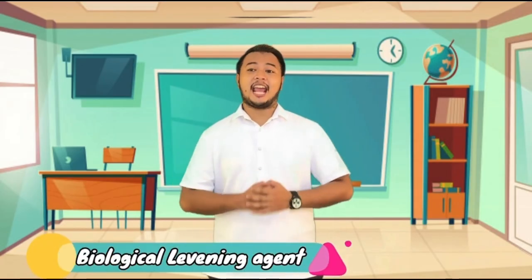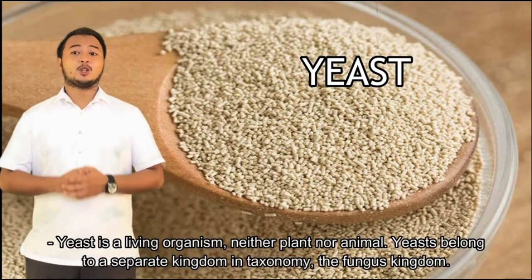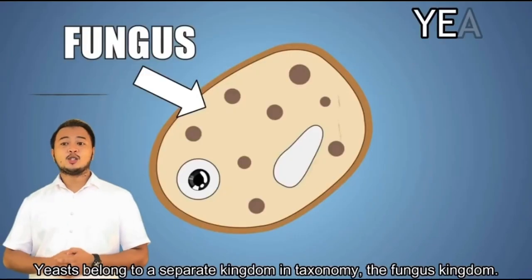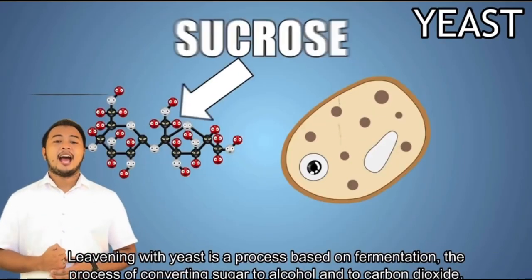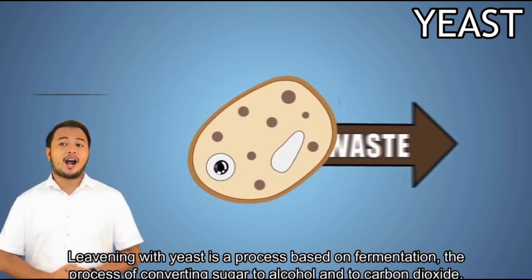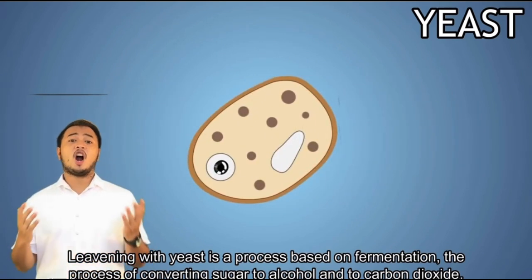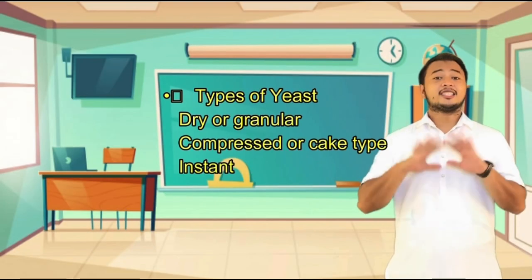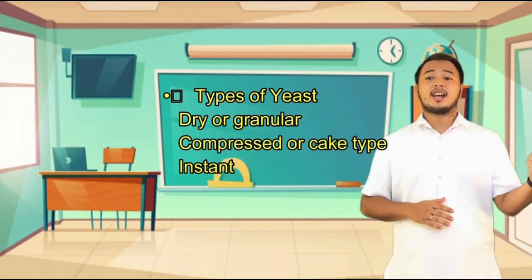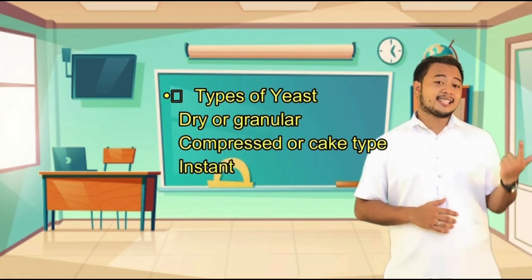The last type of leavening agent is biological leavening agent. Yeast is a living organism, neither plant nor animal. Yeast belong to a separate kingdom in taxonomy, the fungus kingdom. Leavening with yeast is a process based on fermentation and the process of converting sugar to alcohol and to carbon dioxide. There are types of yeast. First, dry or granular. Second is compressed or cake type.